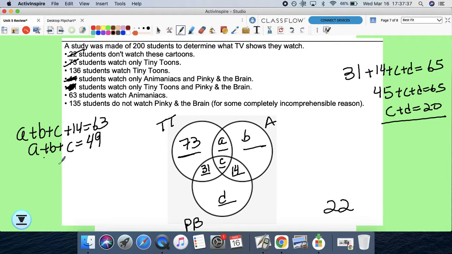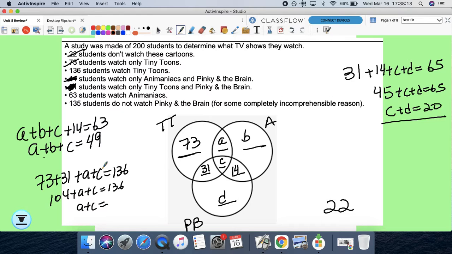So I have another equation. 136 watch Tiny Toons. Tiny Toons will be the 73 plus 31 plus A plus C equals 136. I can combine these two, which becomes 104, right? So 104 plus A plus C equals 136. If I subtract 104 from each side, I'm going to get 32.